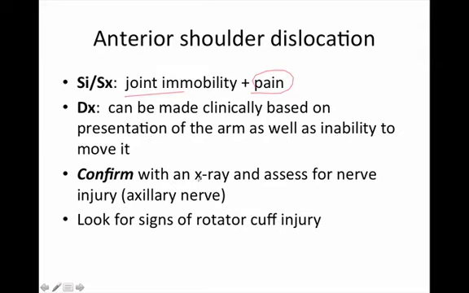Now, confirmation can be done with an x-ray, and when we do an x-ray, what we're really looking for is axillary nerve damage. Okay? We always want to assess, is there nerve damage, is there not nerve damage? Very important, because if there is, then we have to call a neurosurgeon and a neurologist in order to do some more in-depth procedures. Okay? So you also want to look for signs of rotator cuff injury whenever we have a patient with an anterior shoulder dislocation.